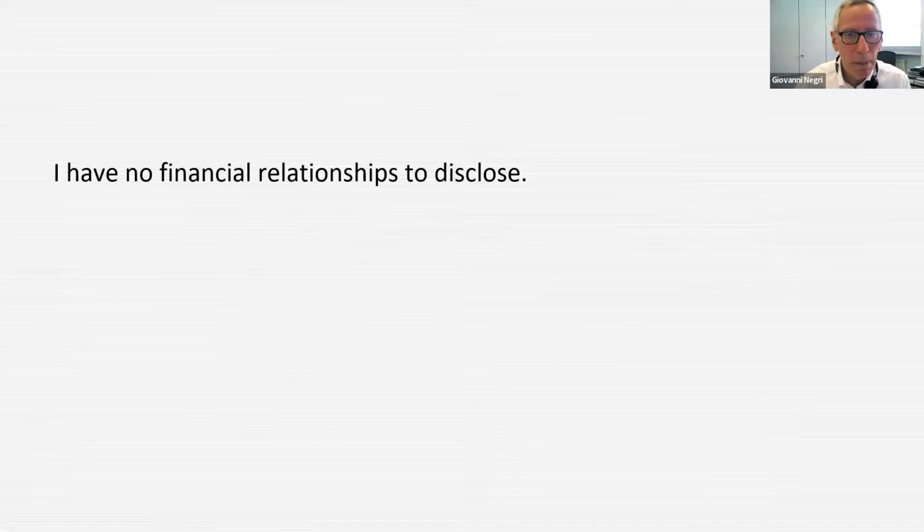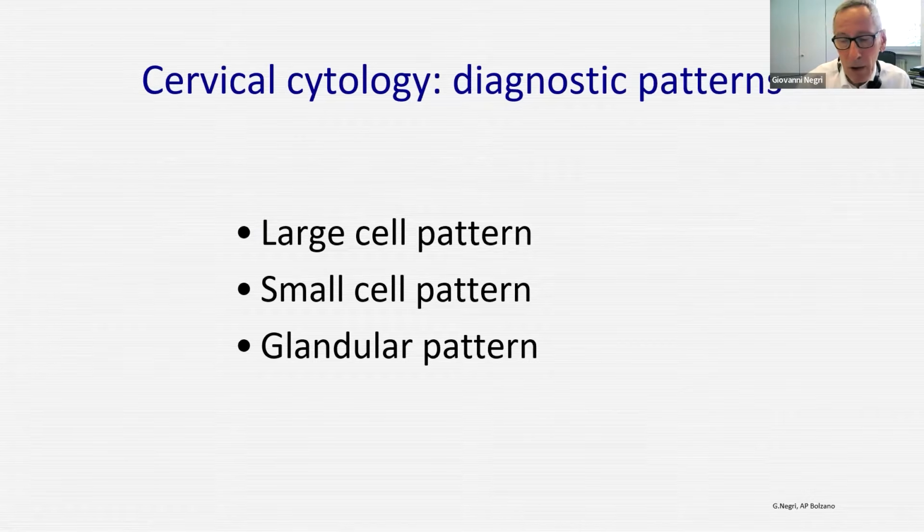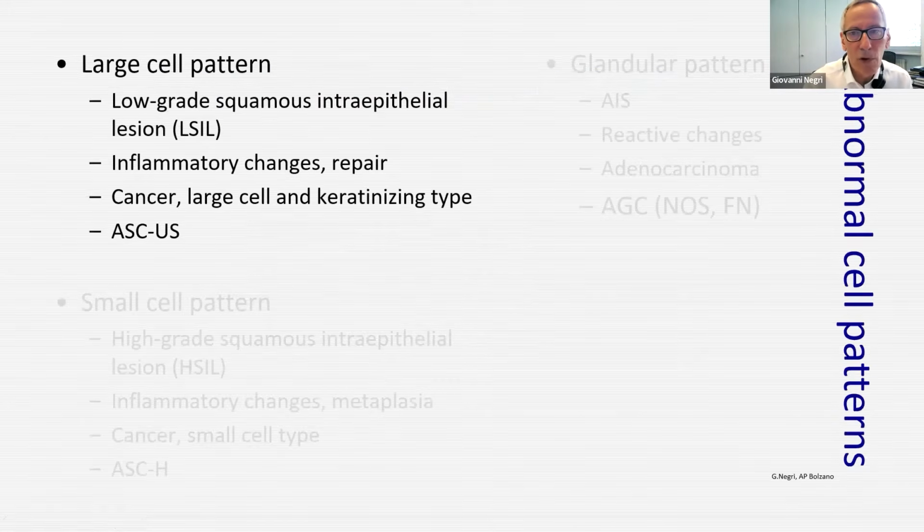this is my disclosure. So actually, when you look at your glass slide or your screen nowadays, you see abnormal cells. Usually, your abnormal cells belong to one of these patterns. They may be large cells, or mid-sized to large cells, or small cells, or maybe glandular epithelia. And it's important to remember that if you use these patterns, for each pattern you have only a relatively small number of possible differential diagnoses.